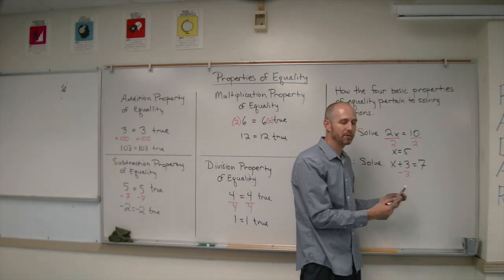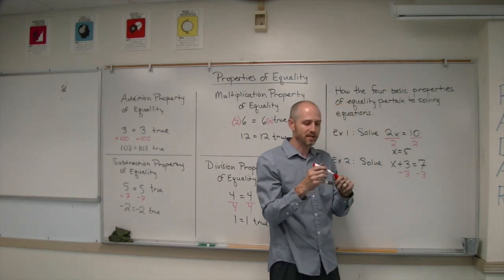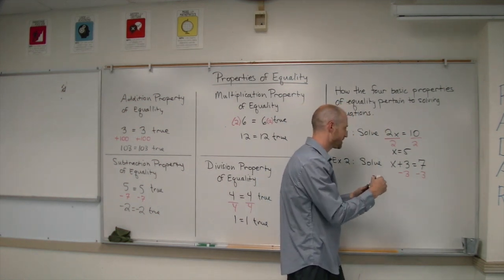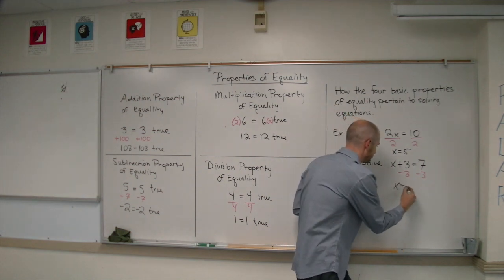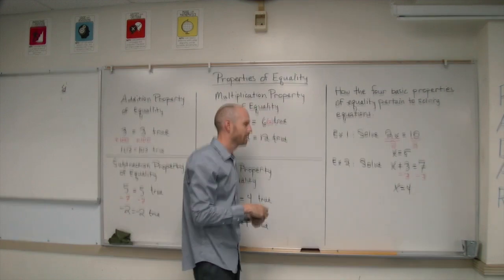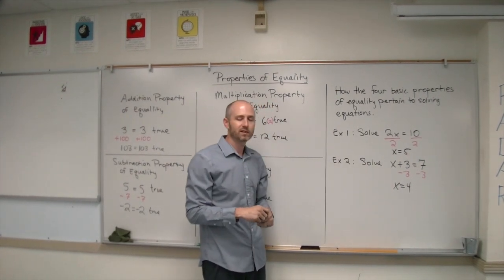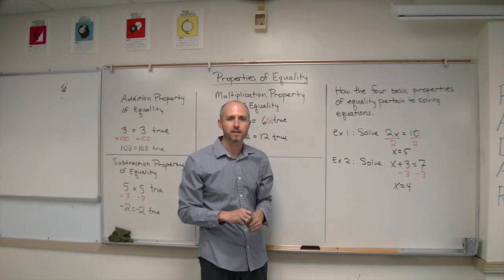And the subtraction property of equality says if you do it to the left side, and you do it to the right side, then the statement stays true. So this is how we get our solution of x equals 4. And this is how the properties of equality are used to manipulate not only one-step equations, but even the more complicated multi-step equations that we'll see later on.